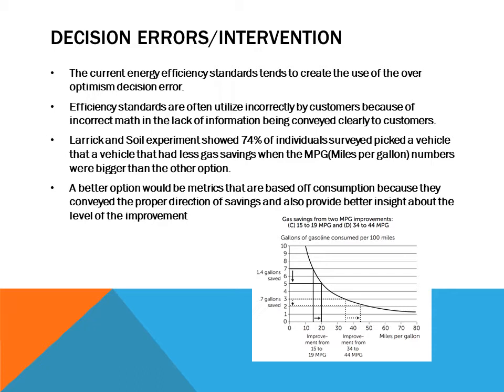It is clear that the efficiency standard used, in this case miles per gallon, did not adequately represent how much gas was actually being saved. The consumption standard would properly display the direction of savings and provide better insight on the level of that improvement.